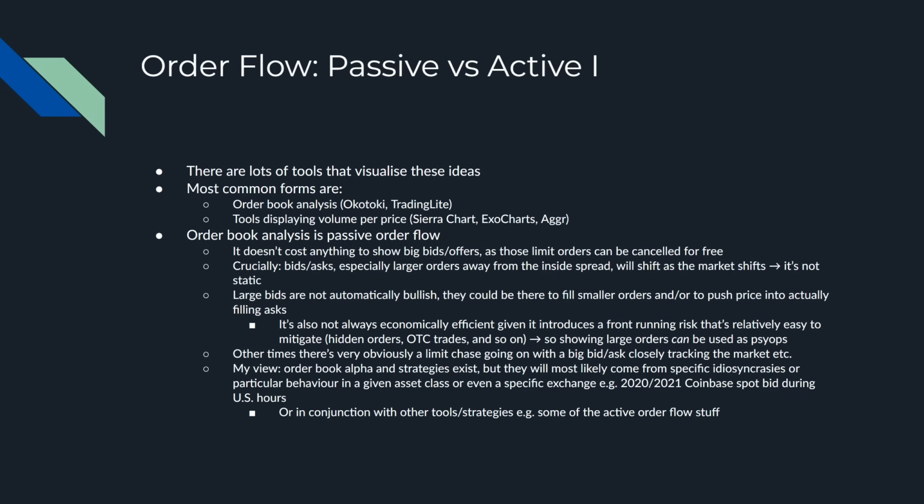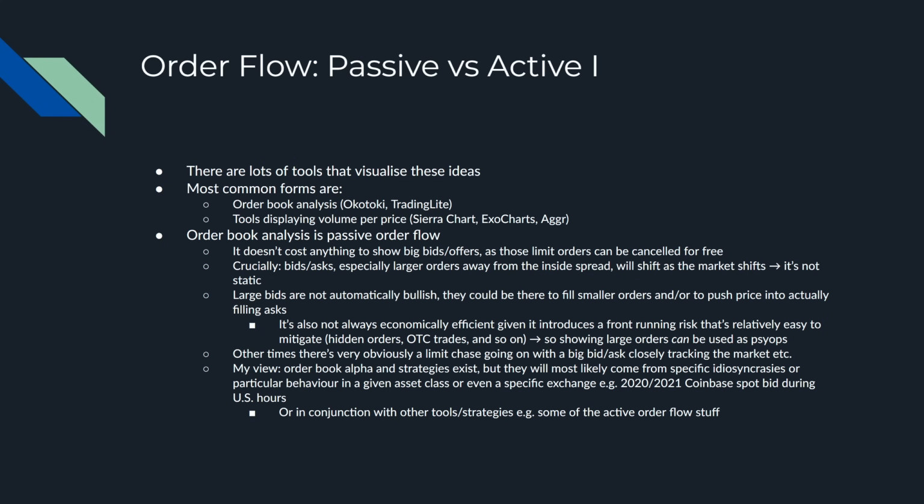On the topic of large bids and large offers, they're not automatically bullish or bearish. For example, the large bids could be there to fill smaller orders, or even to push price into filling asks elsewhere, or hidden orders on another exchange. Thinking about it critically, it's not always economically efficient to advertise the full size you want to trade and the price you want to trade it at, because of the risk of front running, which is participants pushing price away from your limit orders and trading your intention ahead of where you want to trade it. In crypto especially, it's fairly easy to mitigate that kind of parasitic trading. You can use hidden orders, OTC trades, block trades, and so on.